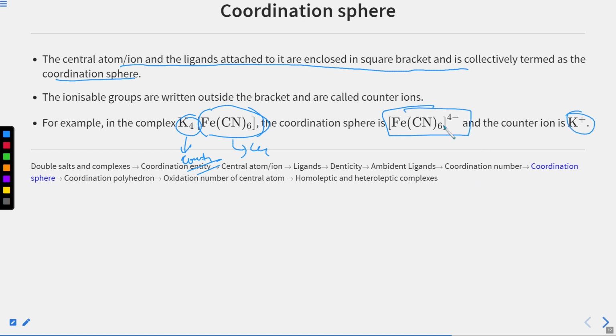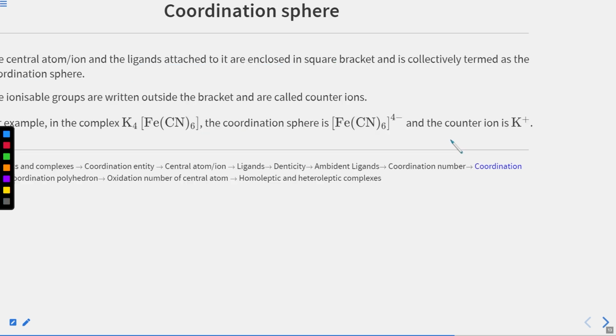Now where is this charge coming from? How will we decide the charge? We will see it in the next slide.